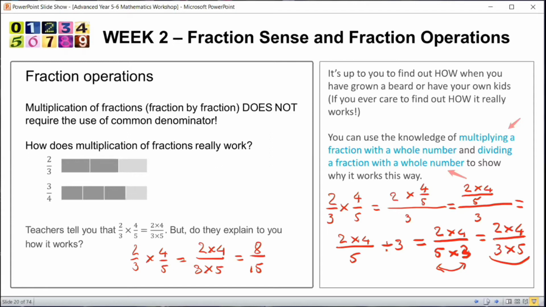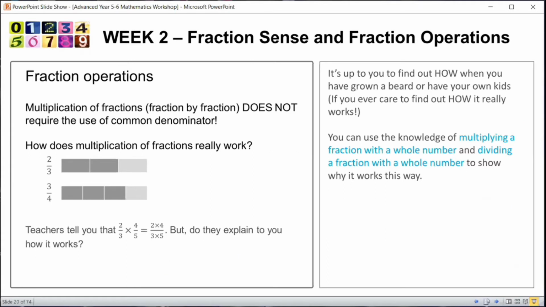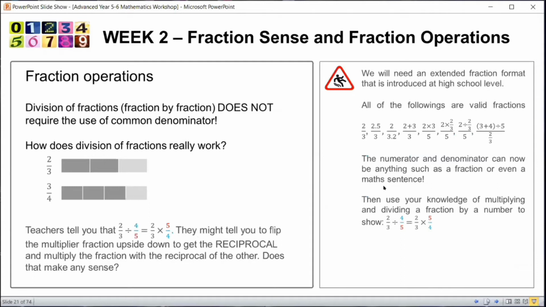All right. Now, next, we are going to go a bit further. Now, division of fractions. Again, how does it really work? Again, teachers generally don't tell you why. All they tell you is you flip the second one and then you multiply. And they come up with a fancy name. Here, the fancy name they come up with is the reciprocal.